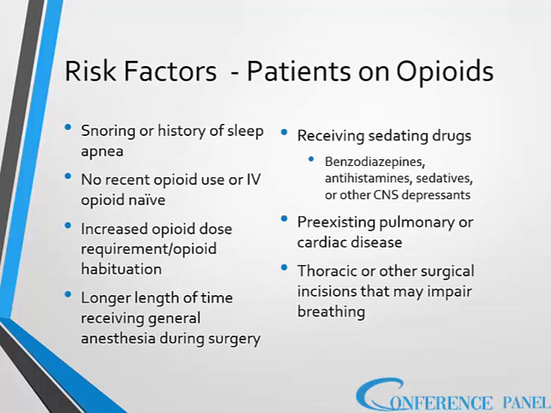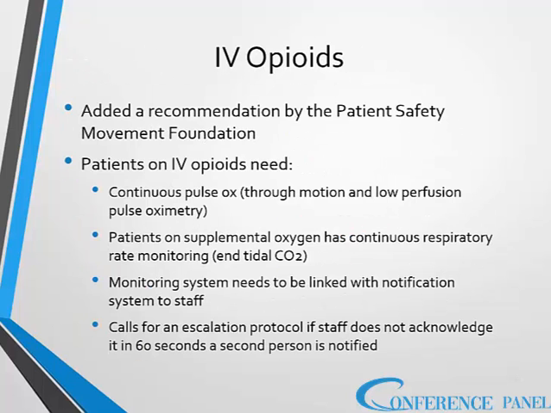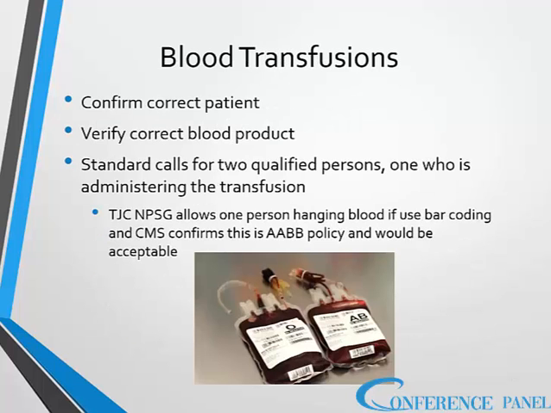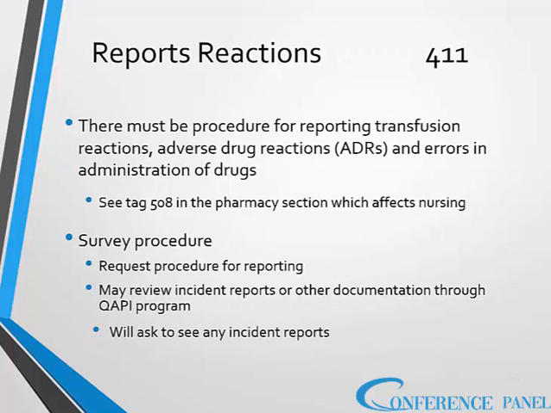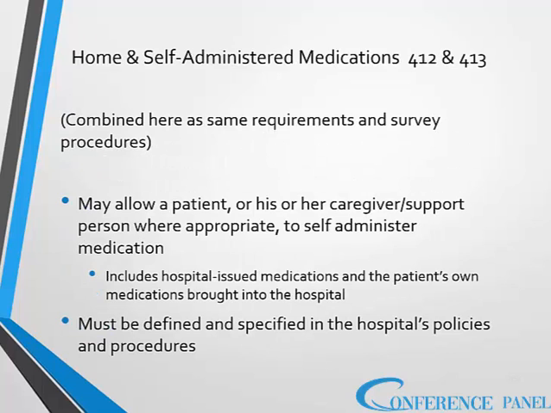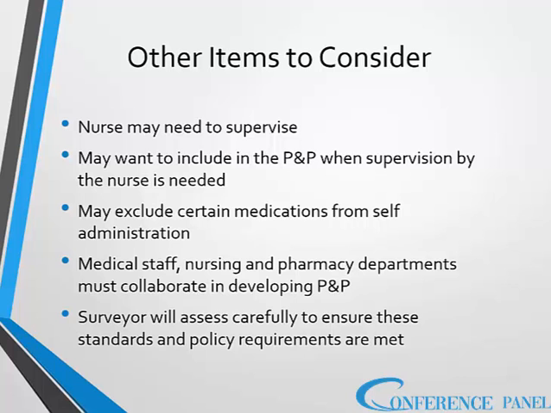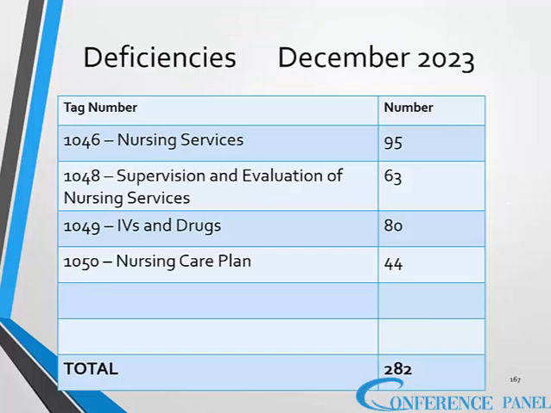I've already talked briefly about some of those risk factors. They added it again. We want to make sure we have the right patient and the right product. Staff must be competent in venipuncture. 411 talks about reporting reactions. Now I'm combining home administration or self-administered medications. You may have to have your nurse supervise, include when supervision is needed.